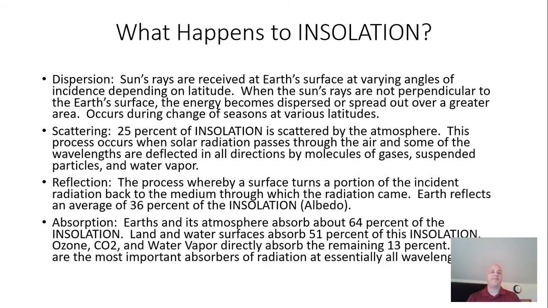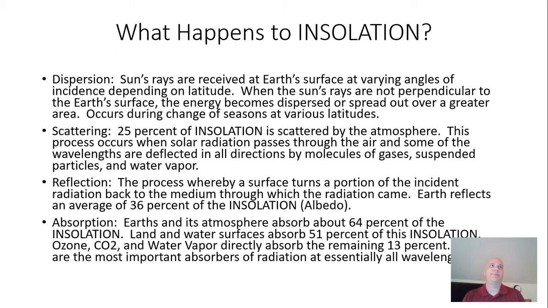So here are some factors that can actually happen to incoming solar radiation. There are four main processes at play here: dispersion, scattering, reflection, and absorption. Now, dispersion occurs when the sun's rays are received at Earth's surface at varying angles of incidence, depending on the latitude. So when the sun's rays are not as perpendicular to the Earth's surface, such as in the polar areas, the energy becomes dispersed or spread out over a greater area. This occurs during change of seasons in the mid-latitudes, by the way.